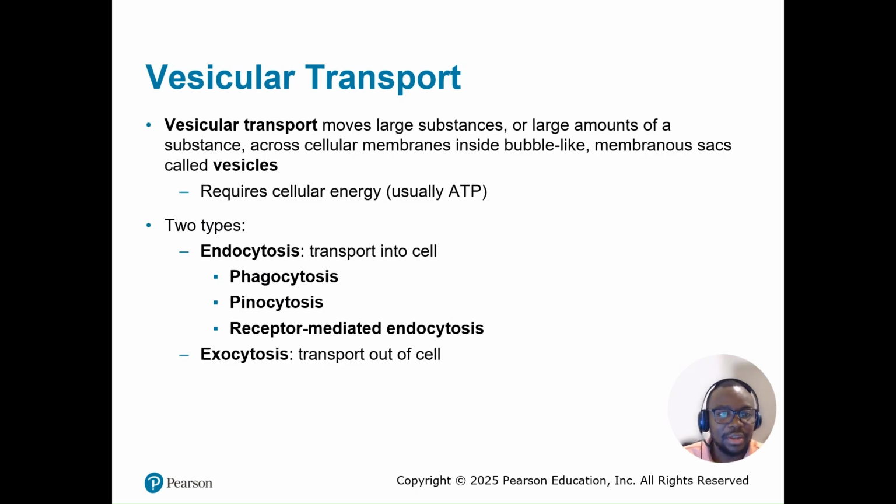Our next topic is vesicular transport. Vesicular transport moves large substances across membranes in structures called vesicles. Because it is an active transport mechanism, it requires energy in the form of ATP. We will focus our attention on 2 main types of vesicular transport, endocytosis and exocytosis. Endocytosis is transport into the cell, and there are three types that we'll talk about: phagocytosis, pinocytosis, and receptor-mediated endocytosis. Exocytosis is transport out of the cell.